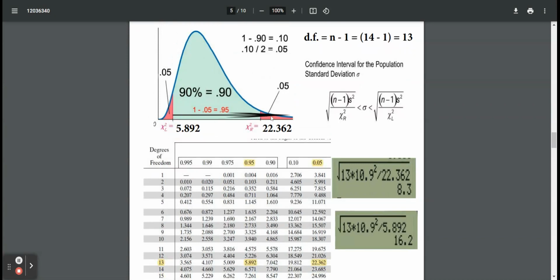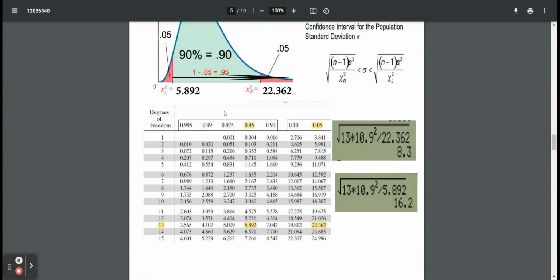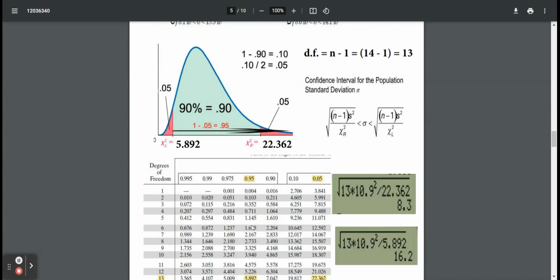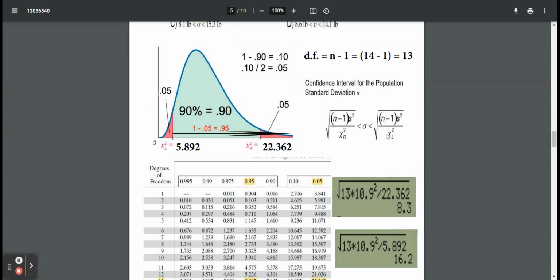Now, when it comes time to find chi-squared left, the area that's associated with this value is from here all the way to the very end. If this smidgen here is 0.05, from here to the end is 1 minus 0.05, 0.95. So there's my area, 0.95, matched up with 13 degrees of freedom. I'm reading a chi-squared left value of 5.892.